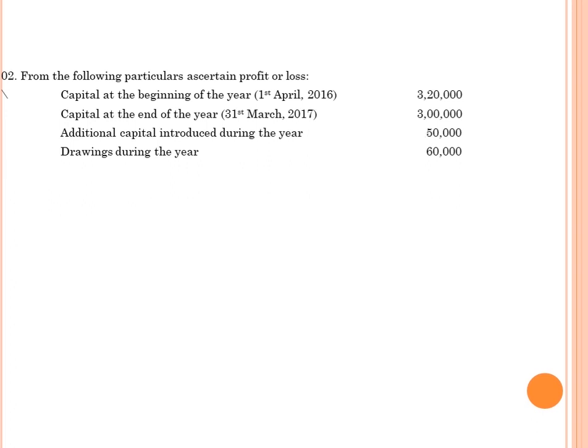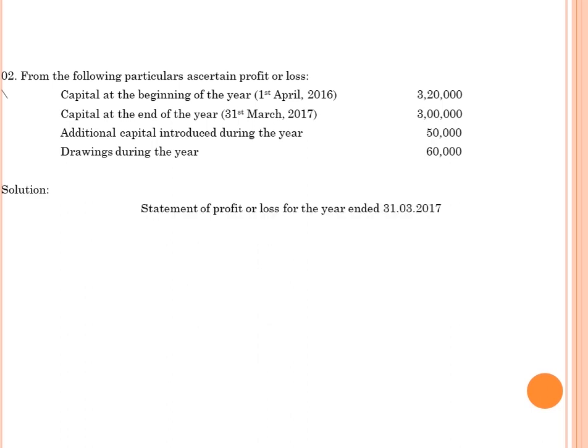Now we are on question number 2. From the following particulars, ascertain profit or loss. Capital at the beginning of the year, 1st April 2016, 3,20,000. Capital at the end of the year, 31st March 2017, 3 lakhs. Additional capital introduced during the year, 50,000. Drawings during the year, 60,000. The same as the question, we are going to find out the profit or loss.